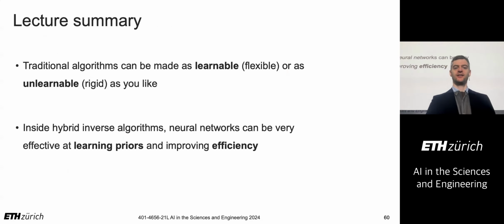Right, so what I'm doing here is summarizing hybrid techniques before we move on to the next lecture, which is going to discuss something related, but not quite the same. The key takeaway is that with these traditional scientific algorithms, we can make them as learnable and flexible, or as unlearnable, as we like. As scientists, we have to decide what parts of the workflow we think we can improve. Inside hybrid inverse algorithms, neural networks can be very effective at learning priors, to help us converge on a solution when the problem is ill-posed, and also at improving efficiency. They can replace the slow parts of the algorithm.